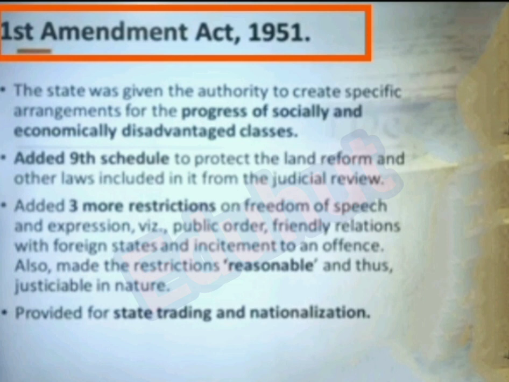First Amendment Act 1951. The state was given the authority to create specific arrangements for the progress of the socially and economically disadvantaged classes. Added Ninth Schedule to protect the land reform and other laws included in it from judicial review. Added three more restrictions on the freedom of speech and expression: public order, friendly relations with foreign states, and incitement to an offence. Also made the restrictions reasonable and thus justiciable in nature. Provided for state trading and nationalization.